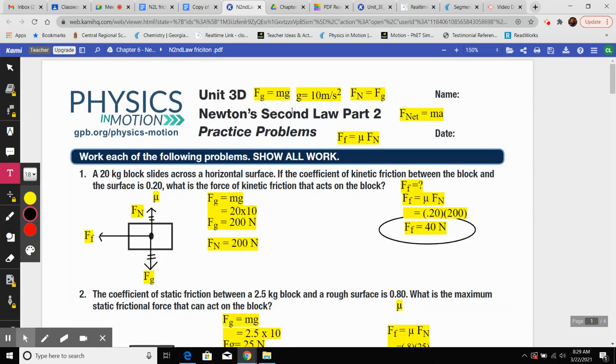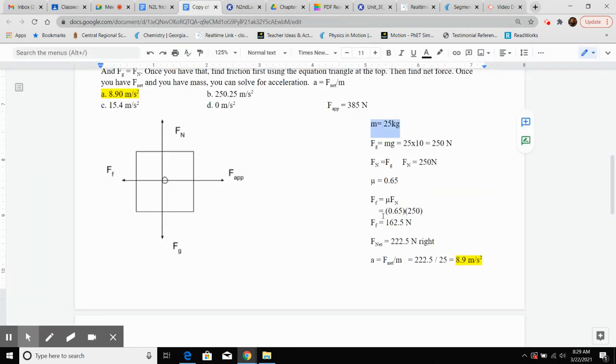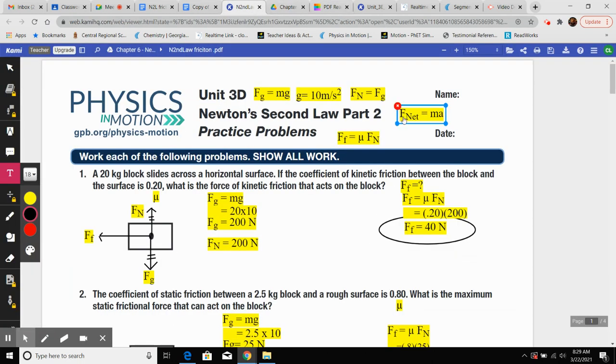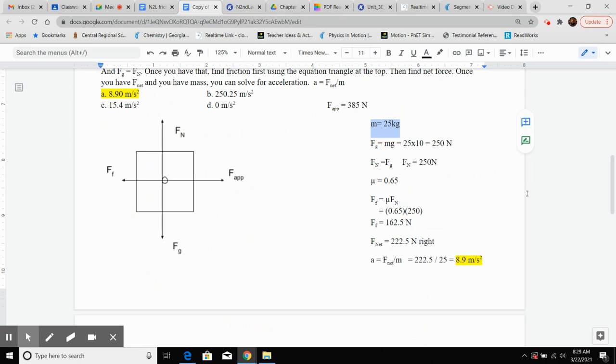And again, that's just like I said before. Usually you're going to be given mass, you solve for weight. Weight and normal force are equal to each other. You use that somewhere in here to help you solve for one of the other two that you may need. In this case, it was solve for friction. We were given an applied force, which then helps us solve for the net force. And then from there, you have F net and mass. You can solve for acceleration.